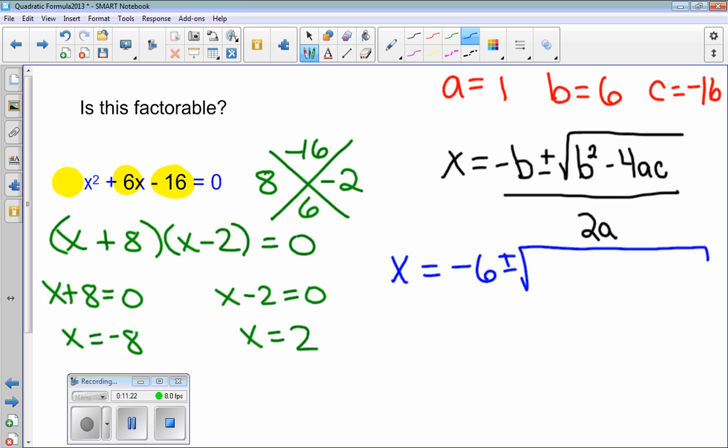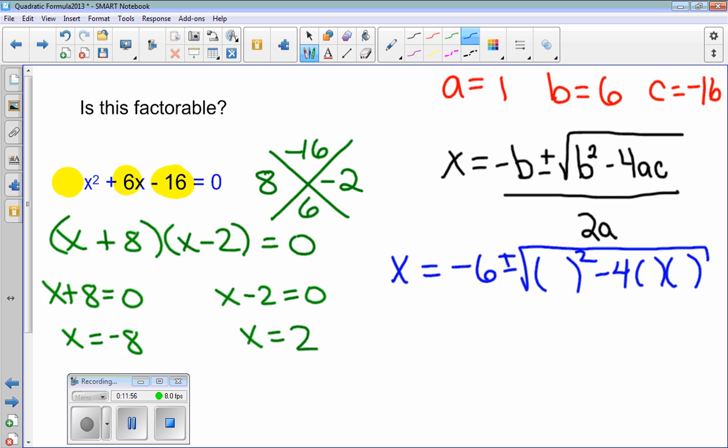Please, please, please plug in parentheses around your b squared. If you don't do that, when you square, the b is negative, it will come out incorrect. So I'm going to almost require it, okay? You have to put parentheses. Minus 4ac. Notice where I put parentheses.